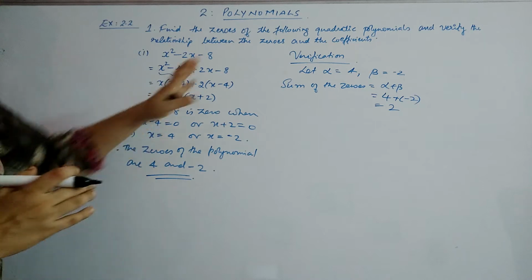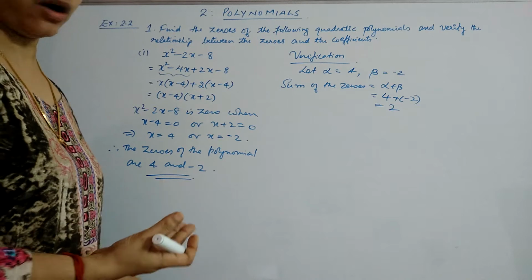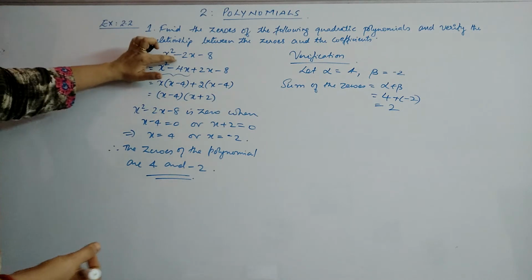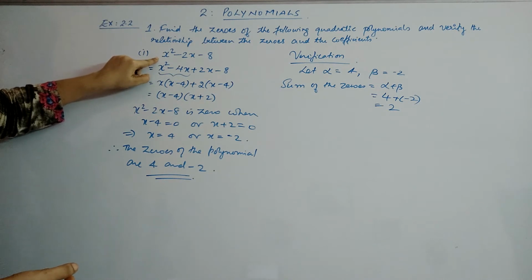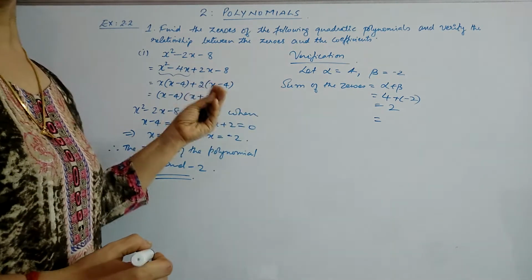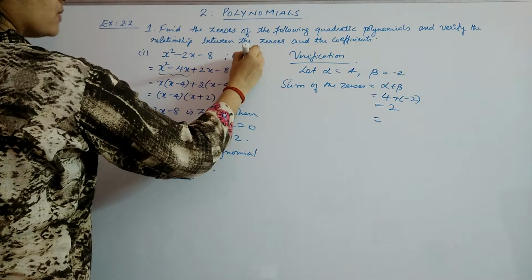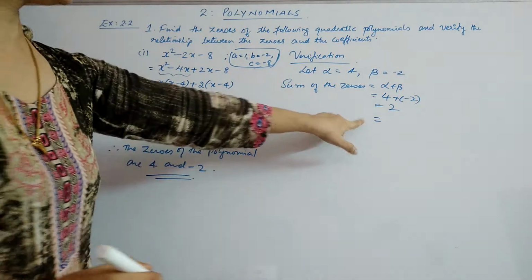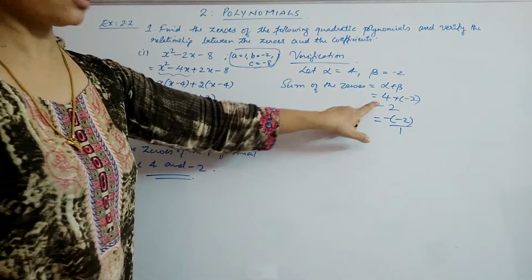Okay. Now we have to connect this sum of the zeros with what we have to actually get. It is minus b by a, or you can say negative coefficient of x divided by coefficient of x square. What is the coefficient of x here? It is minus 2. And what is the coefficient of x square? It is 1. Here you can see that your a is 1, b is minus 2 and c is minus 8, right? So from this concept we can rewrite this 2 as minus of minus 2 divided by 1, that is also giving you 2.